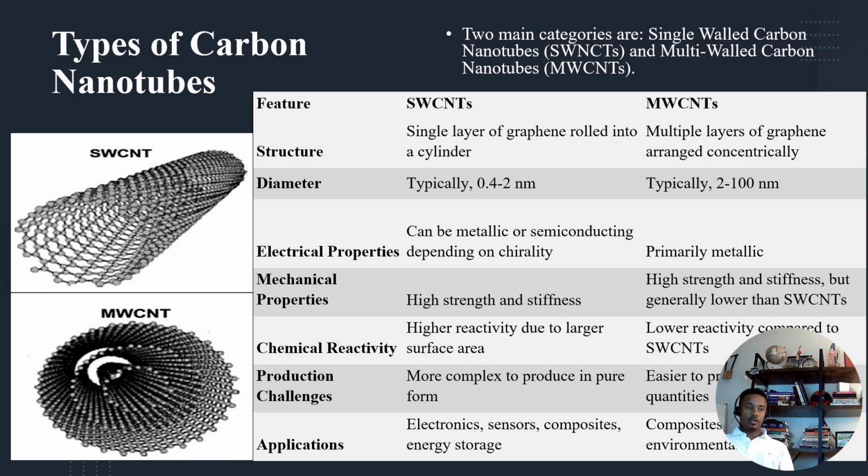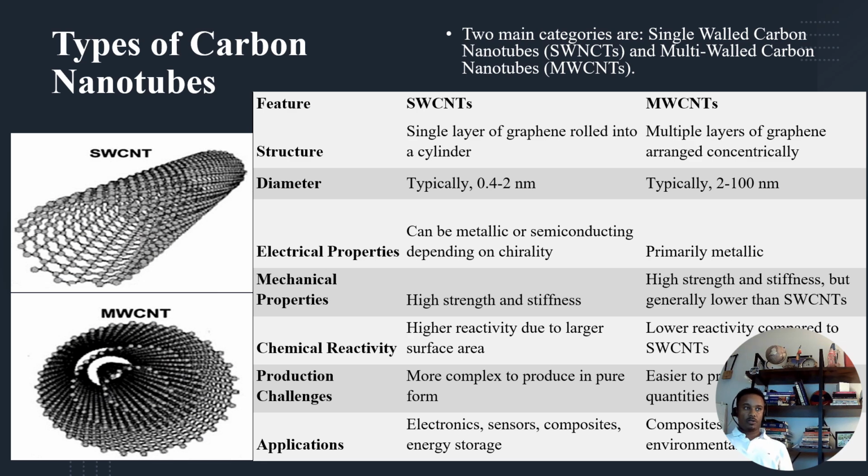The major and most important classification of carbon nanotubes is based on the number of layers. Based on this number of layers, they are classified as single-walled carbon nanotubes and multi-walled carbon nanotubes, as you can see here in the picture. So let's see in detail. Single-walled carbon nanotubes are made of a single layer of graphene rolled into a cylinder, whereas multi-walled carbon nanotubes, as you see, have multiple layers of graphene arranged concentrically.